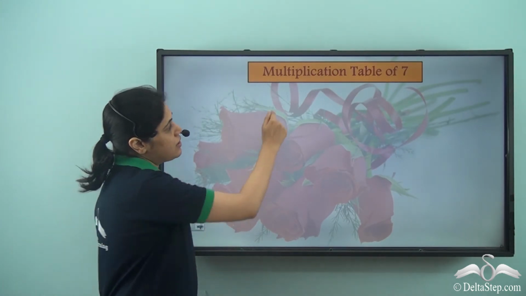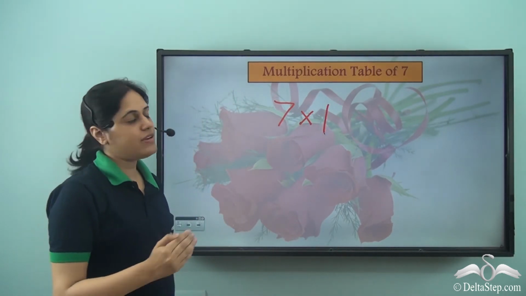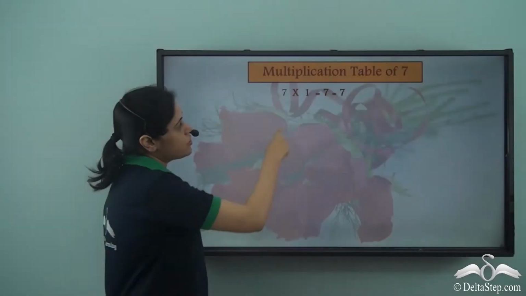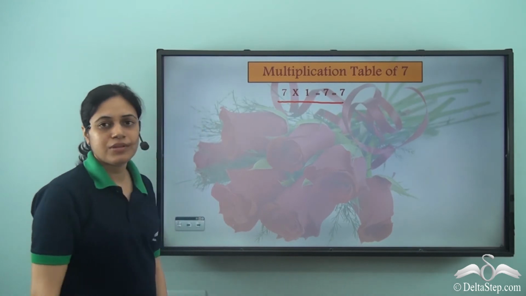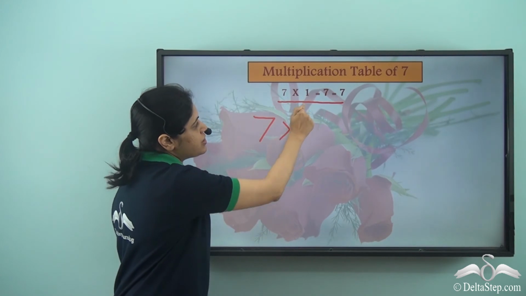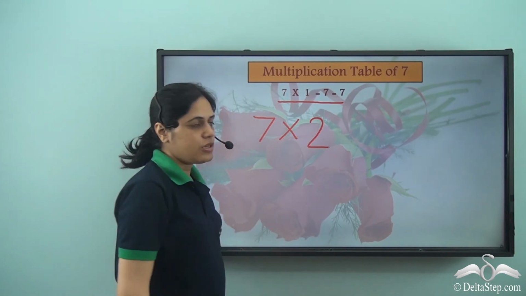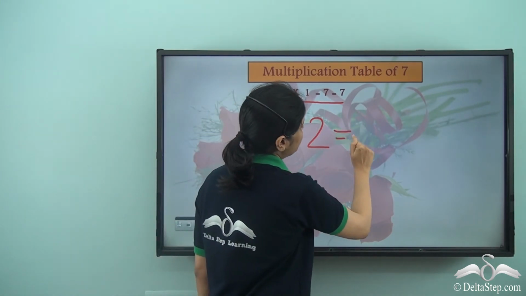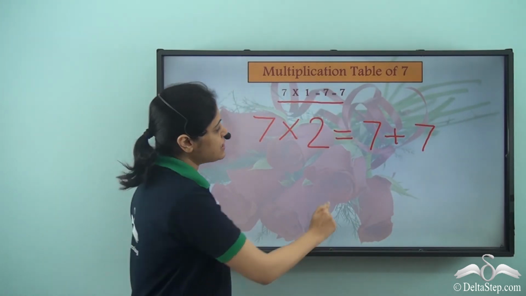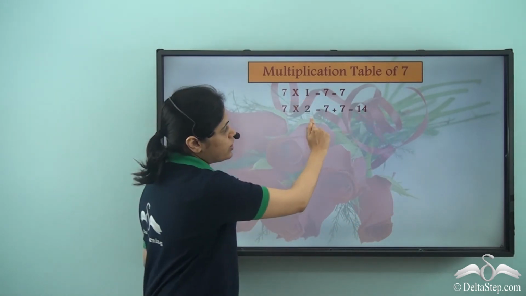How do we start? We start with 7 into 1. 7 one time is 7. So I have 7 into 1 is 7. Now this 7 remains the same. I have a multiplication sign, and then I go to the next number after 1, which is 2. 7 into 2 is 7 2 times. So 7 plus 7. What is 7 plus 7? 14. So 7 into 2 is 14.